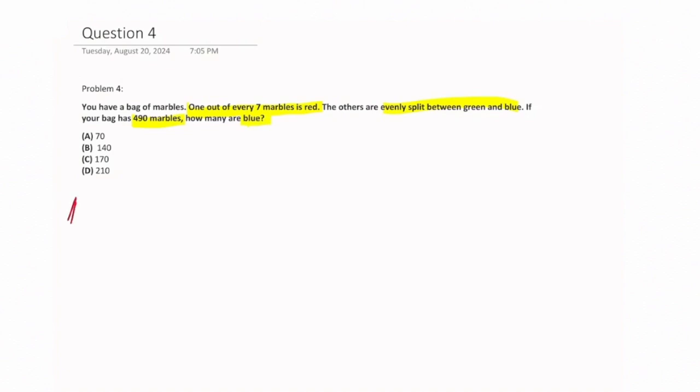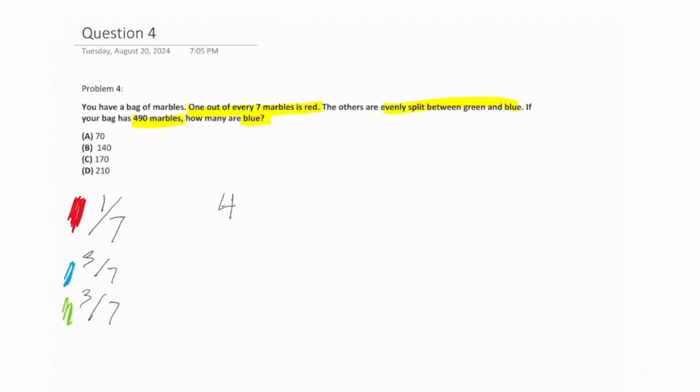So first we know they're out of 7, and we know exactly how many are red out of the 7. So 1 out of 7 would be the fraction. Now we know what is left over is green and blue colors. They're evenly split. So 1 out of the 7 is red, meaning we have 6 out of the set left. They're evenly split, so that means 3 are green, 3 are blue. So we're going to write that down so that we are tracking.